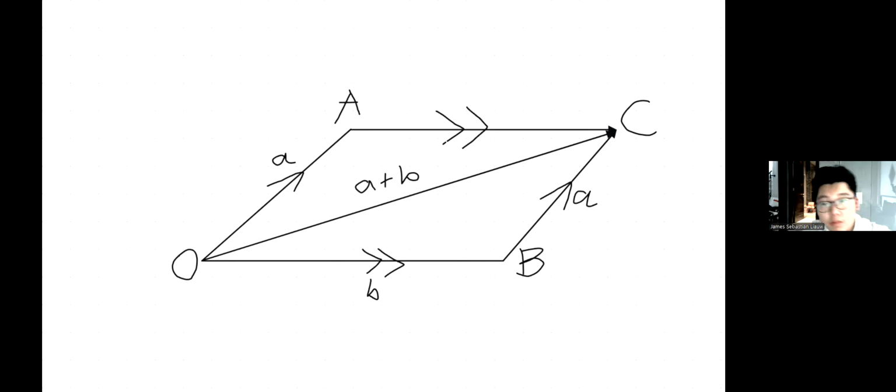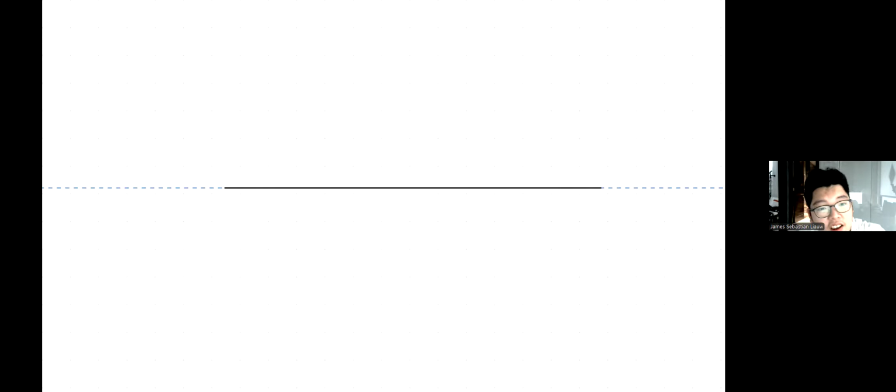Okay, so moving on, now we will consider another idea about vectors, in that if you have, this is O, this point right here is A, and this point right here is B.